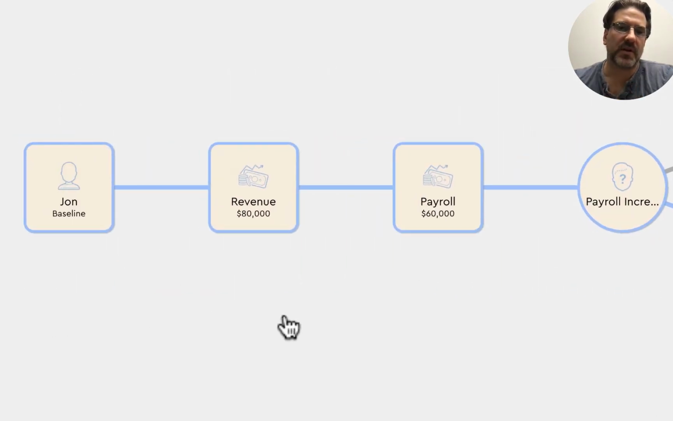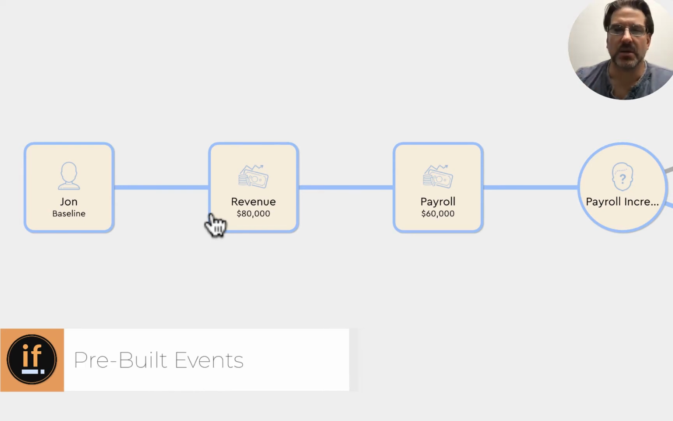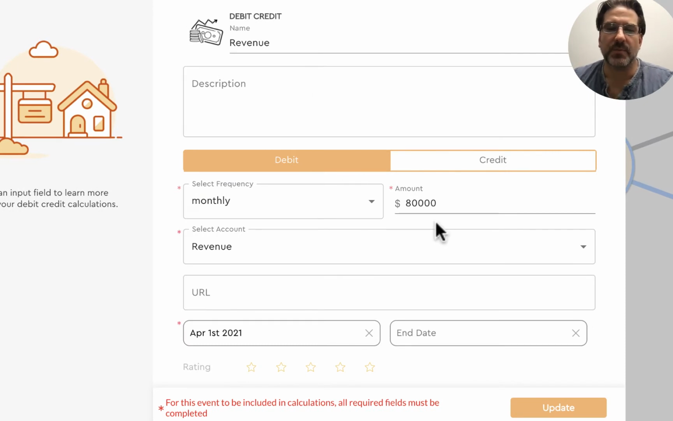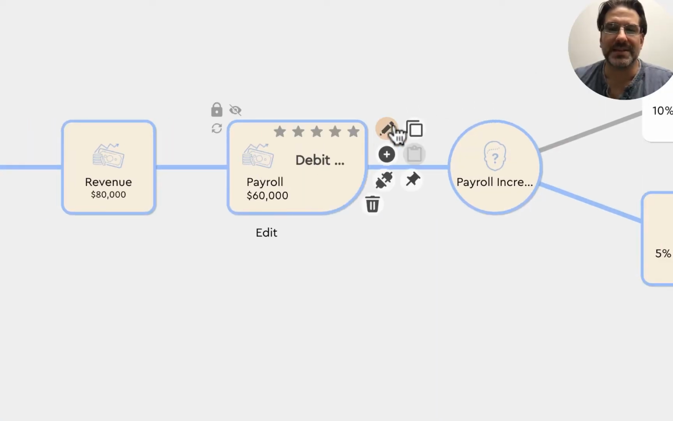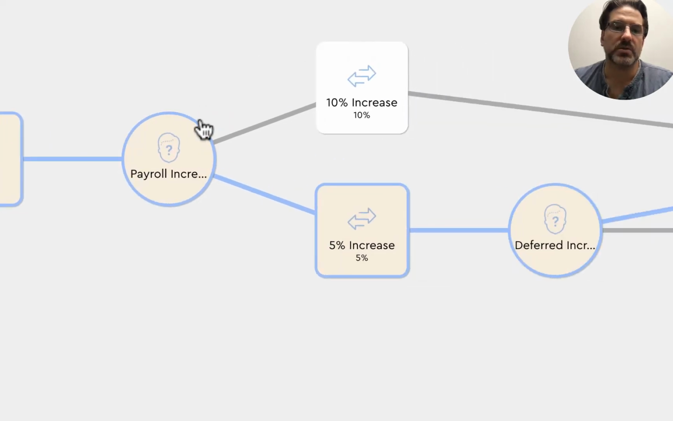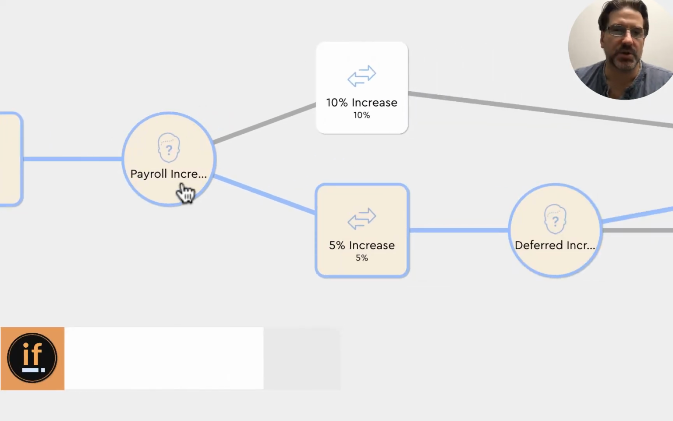So here in whatifi, every single one of these squares is an event that contains business logic. We have about 30, 40, 50 of these all under the hood there that you can use to create personal and professional business scenarios. Here, for example, we have a standard debit credit event, and we're saying that we have $80,000 a month in revenue for this particular company. Currently, payroll is $60,000 a month in this particular scenario, and this round circle represents a decision point.